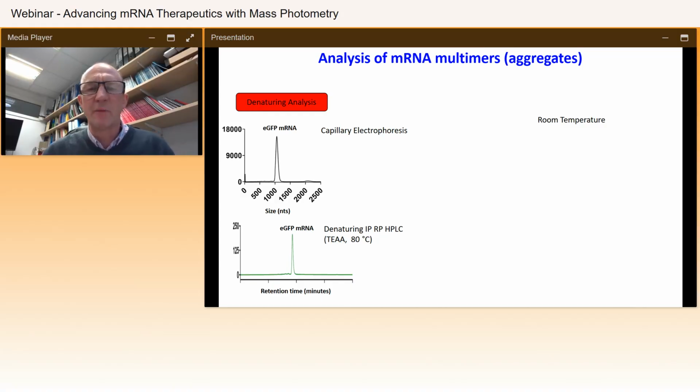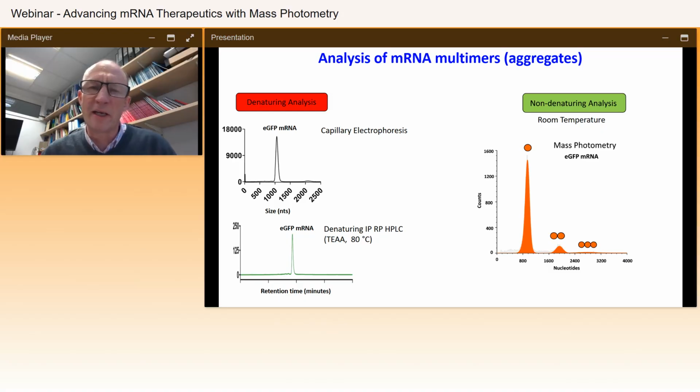So what we've been essentially working on is alternative techniques to analyze or characterize these mRNA multimers. One of the problems with denaturing techniques like capillary electrophoresis or denaturing ion pair reverse phase chromatography is that they're not suited to analyze and characterize mRNA multimers. On the left-hand side of the slide, I've got two example chromatograms of the separation analysis of EGFP mRNA. You can see we get the two main peaks of interest, but we don't see any additional higher order structures. They've been essentially denatured.